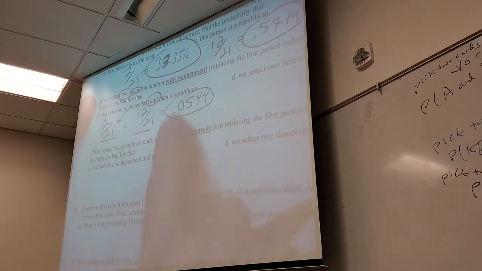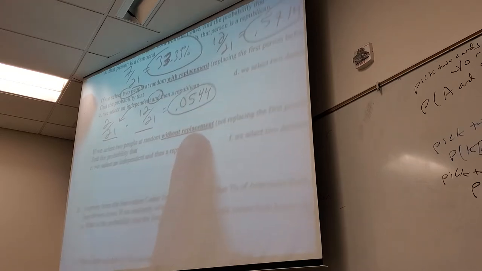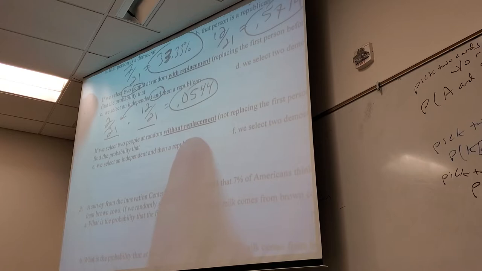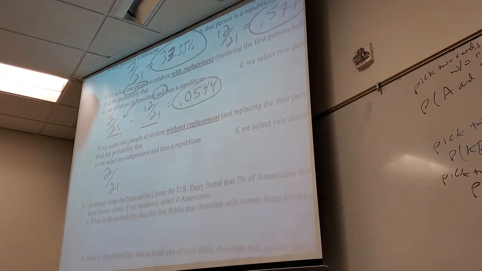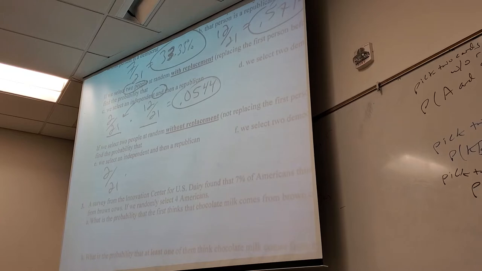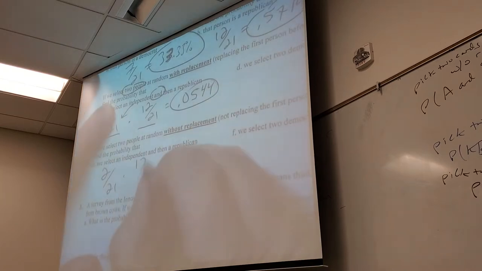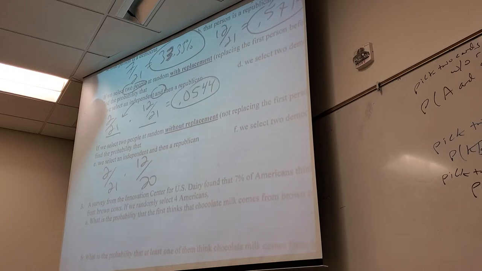Because I love to always ask the same question but different situation, right? Now it's without replacement. The first person, nothing's changed yet, so it's still 2 out of 21, but then I let them leave. They're out, right? So how many Republicans are left in the House? 12. All 12, because who did I let leave? An independent. So it's 12 Republicans, but now how many people? 20. Kick ass.